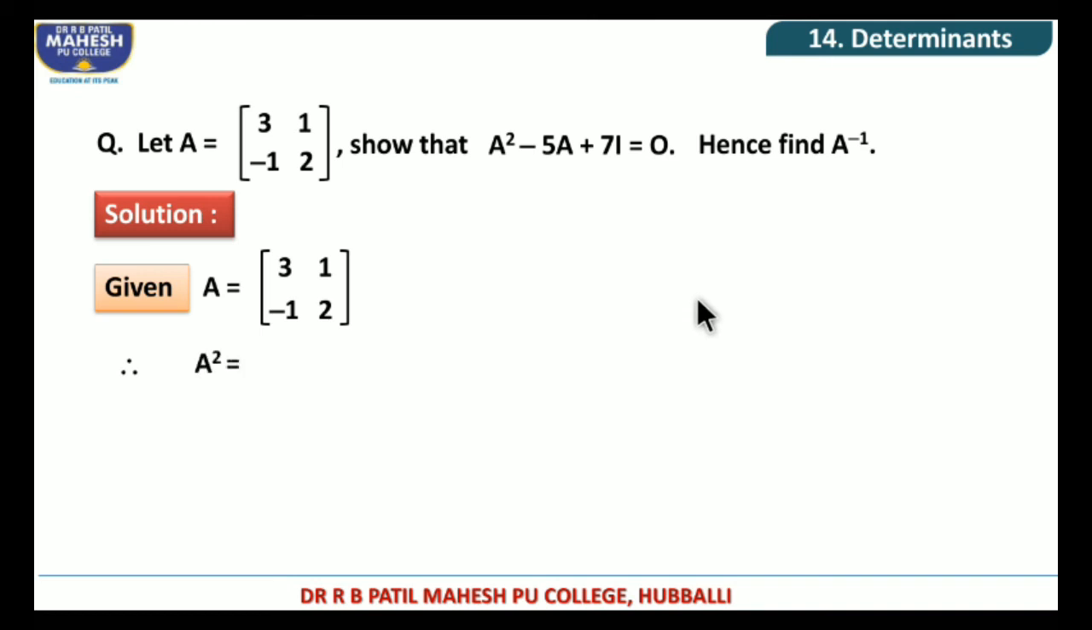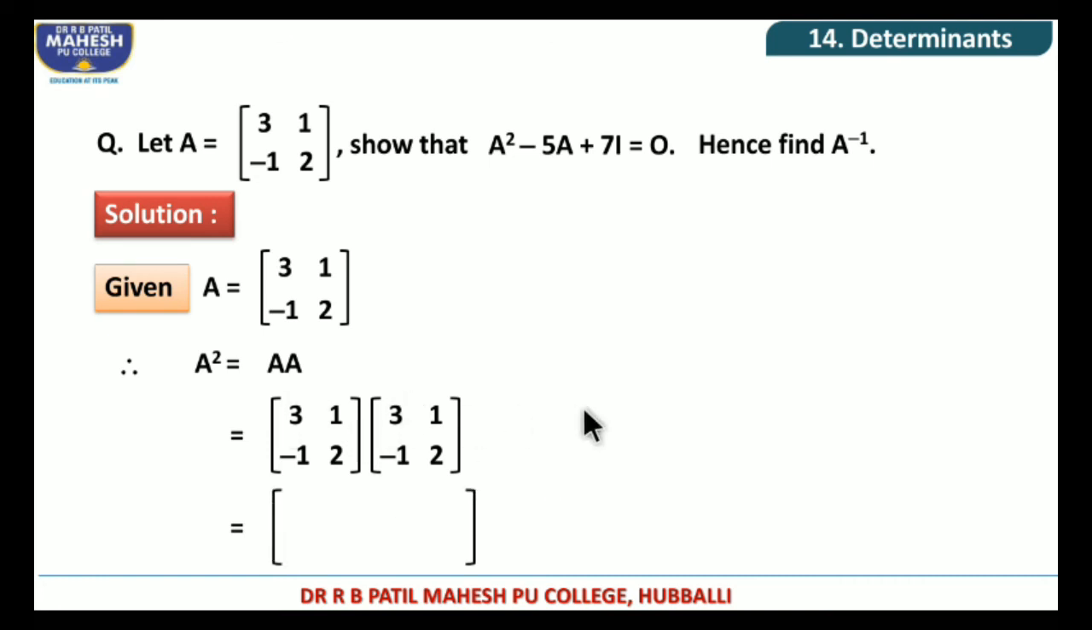Therefore, to find A squared, first we have to find the product of A and A here. So [3, 1; -1, 2] into [3, 1; -1, 2]. Now we have to find the value of this product here.